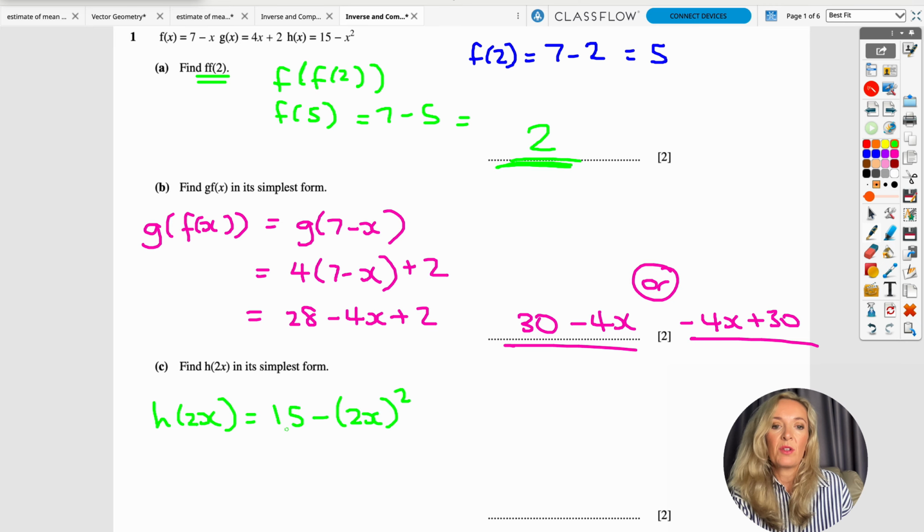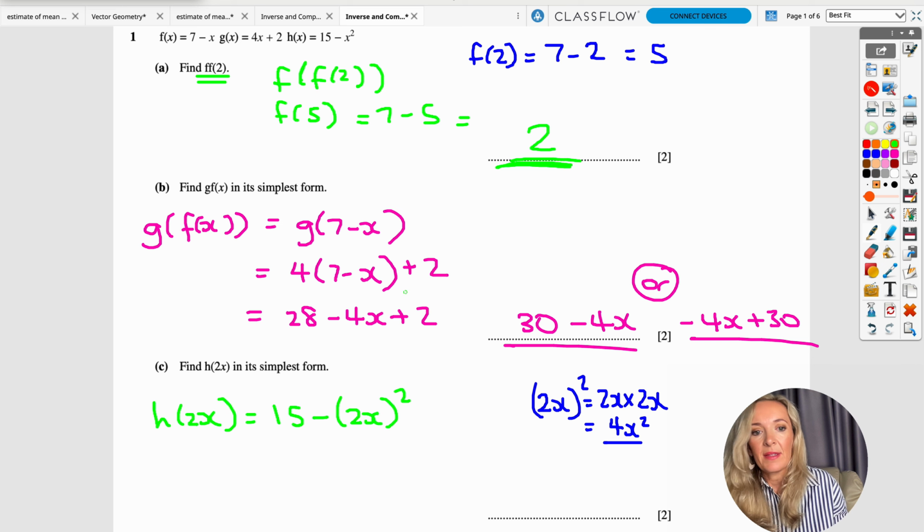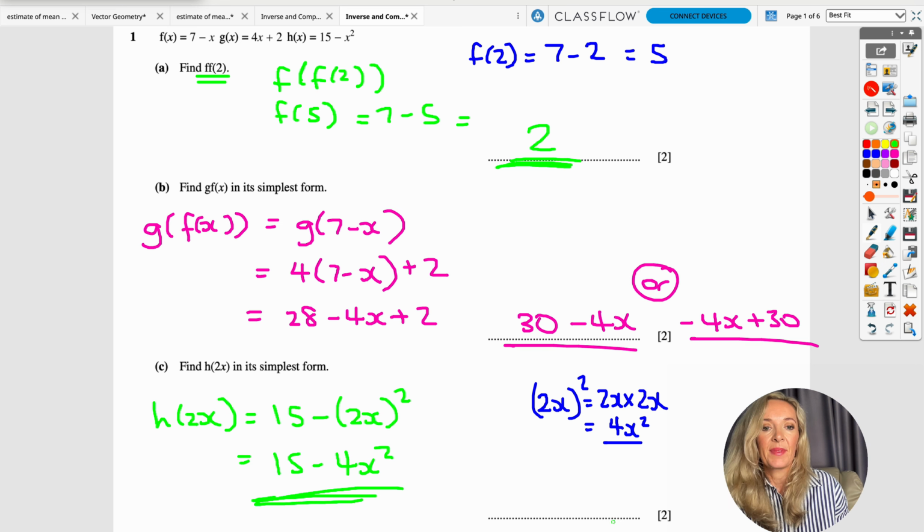Now, don't fall into the trap of thinking that's just 2x squared, because it's not. Everything in that bracket is going to get squared. And if you like to think about it like this, 2x all squared is really 2x times by 2x, which is, I hope you agree, 4x squared. Okay, so where was I? So it's equal to 15 minus 4x squared. There we go. Okay, next question.